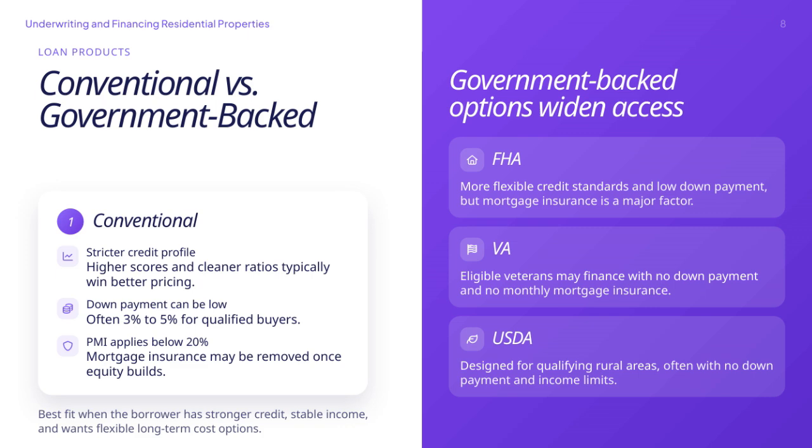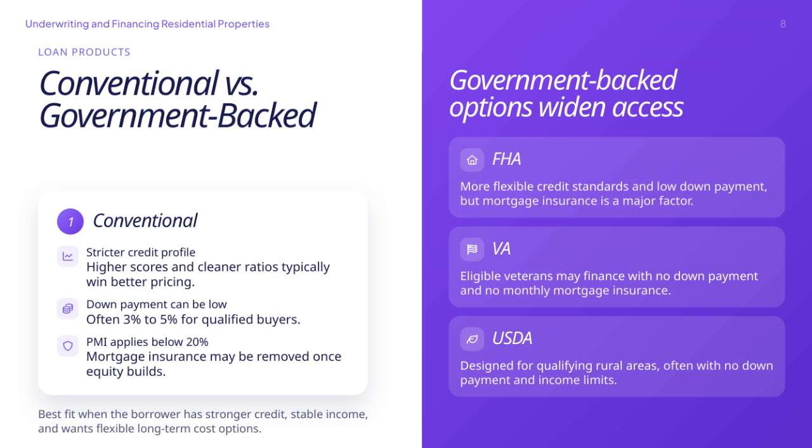One advantage is that once enough equity is built up in the home, mortgage insurance can be removed. However, if your down payment is less than 20%, you will need to pay private mortgage insurance, or PMI. Conventional loans are best suited for borrowers with strong credit, stable income, and those looking for flexible long-term cost options. On the other hand, government-backed loans are designed to widen access to financing.